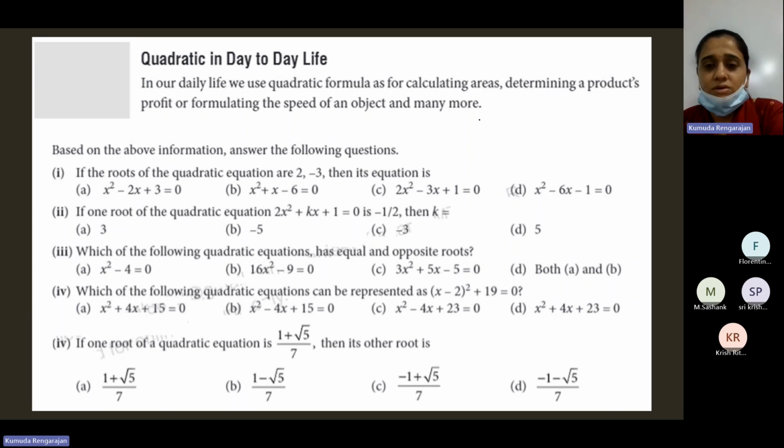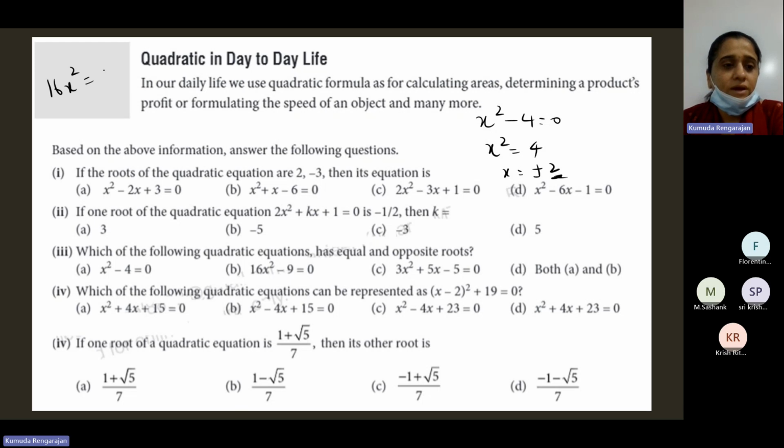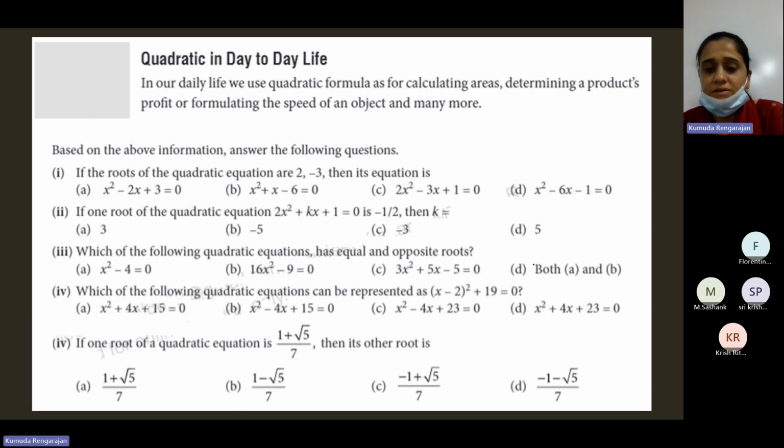You can solve and check if you want. X squared minus 4 is equal to 0. X squared is equal to 4. X is equal to plus or minus 2. So you can see equal roots, but opposite signs. The second one also, 16x squared is equal to 9. X squared is equal to 9 by 16. X is equal to plus or minus 3 by 4. So equal roots, 3 by 4, but plus 3 by 4 and minus 3 by 4. So both A and B.